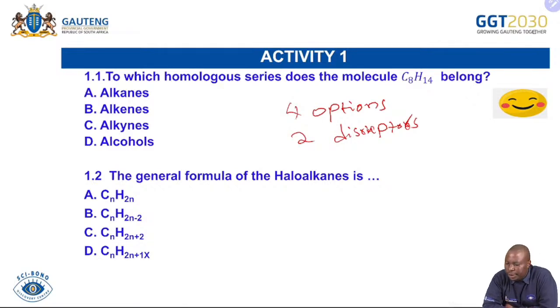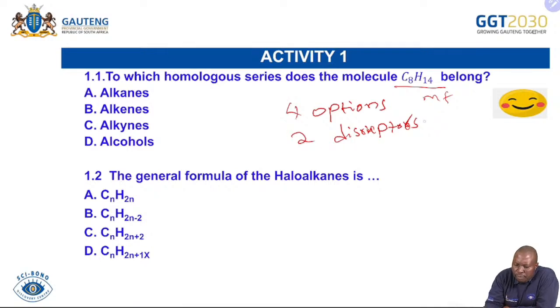Let's look at this first question, which says, to which homologous series does the molecule C8H14 belong? You see, you are given a molecular formula. So this is very much important. You are given a molecular formula. And the only way that you can get this is when you know the general formula, because if you know the general formulas, they will tell you what happens.